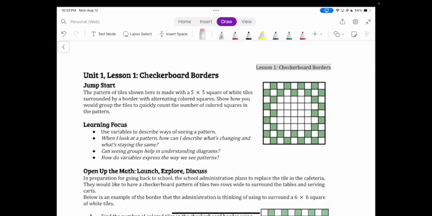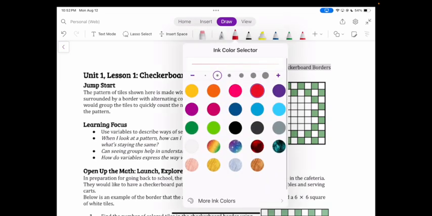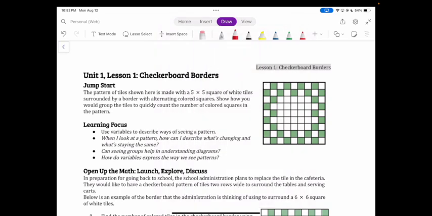So we're just going to talk about what you could have missed if you were not in class today, or if you need a review, what is it that we talked about in class today.